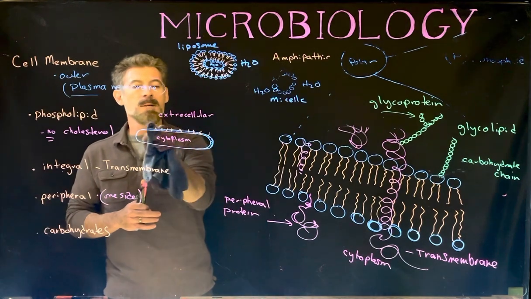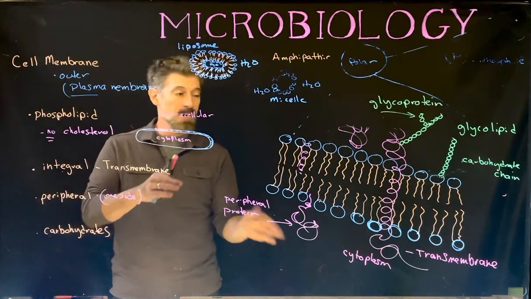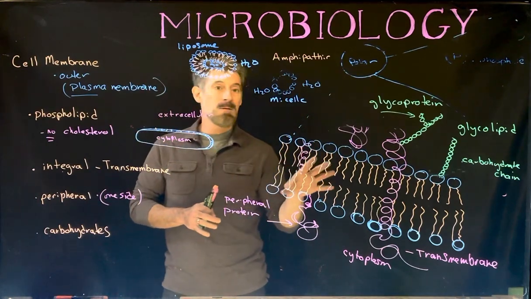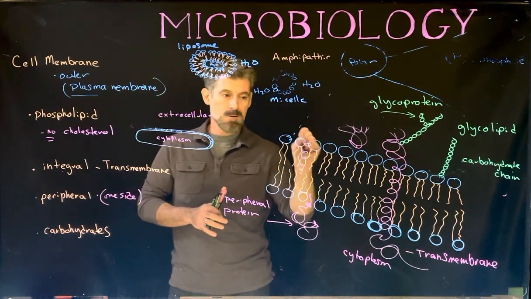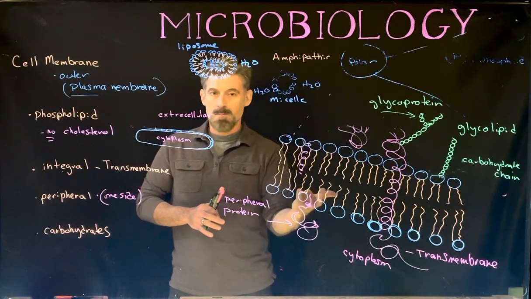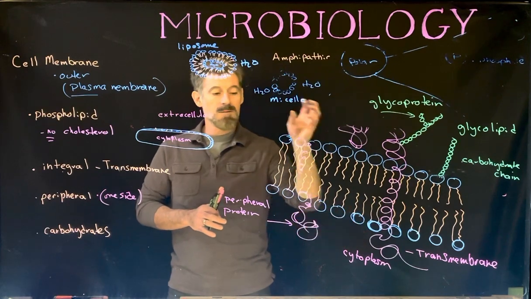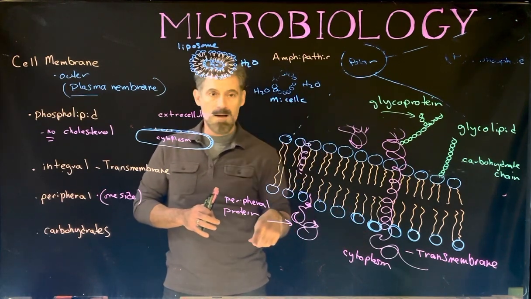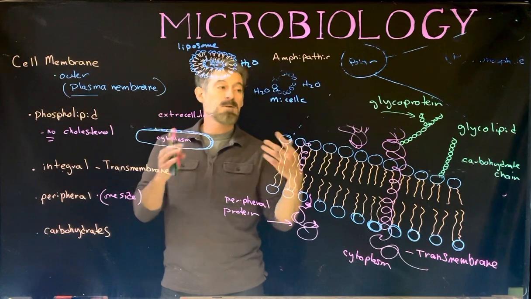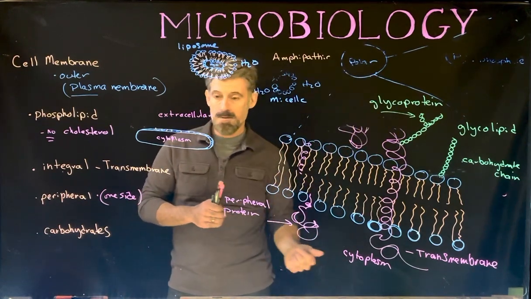So what are we talking about here? Now, last thing I'm going to talk about in this particular lecture is the basic structure of the cell membrane that you need to know just for the bacterial cell. So phospholipids, what is the structure of a phospholipid? Membrane proteins, integral proteins, we have the transmembrane, and then we have the peripheral proteins, and they can be on either side of the membrane.